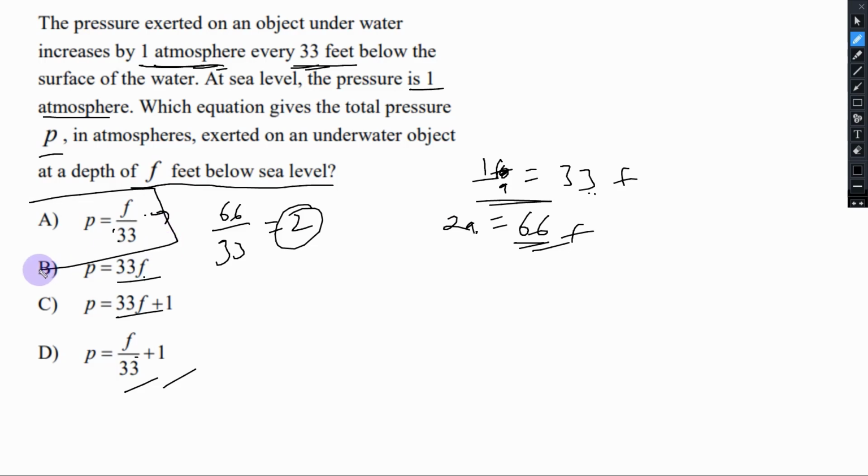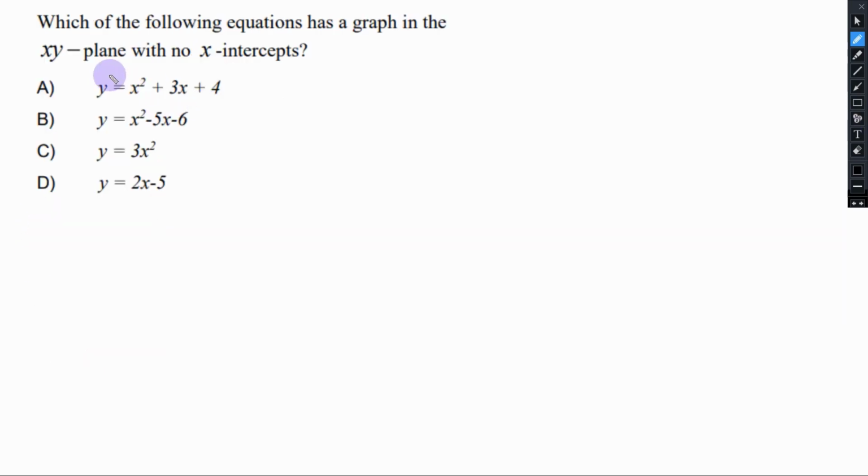So option A is our answer. Alright, so next question, it is saying which of the following equations has a graph in the xy plane with no x-intercept, which means which of these equations doesn't give a value of x. So here if we put y equals 0, it will give the value of x as 5 by 2, and this will also give the value of x.